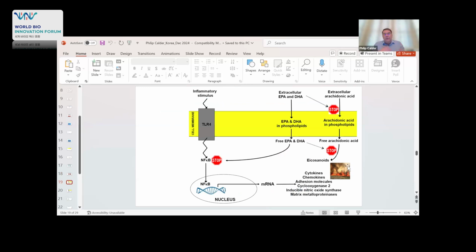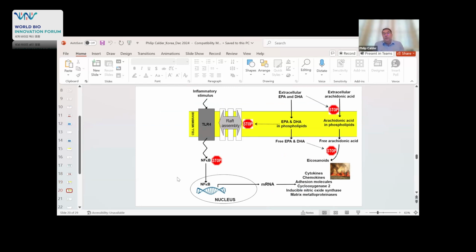Now, I won't go into the mechanism of action by which EPA and DHA interfere with the production of inflammatory cytokines and chemokines, but it involves a downregulation of the transcription factor, nuclear factor kappa B, so that there's less translocation of active NF kappa B to the nucleus. So there's actually interference in NF kappa B signaling by omega-3 fatty acids.